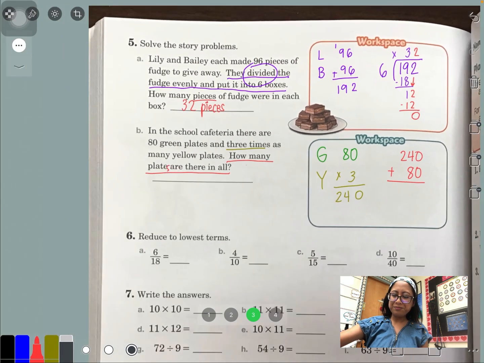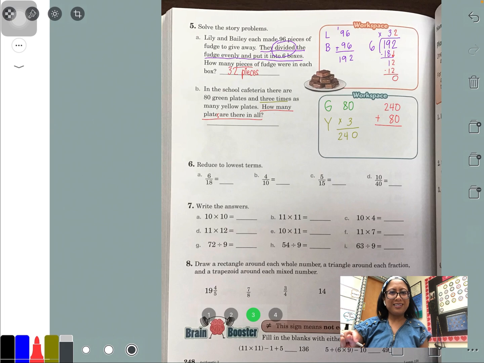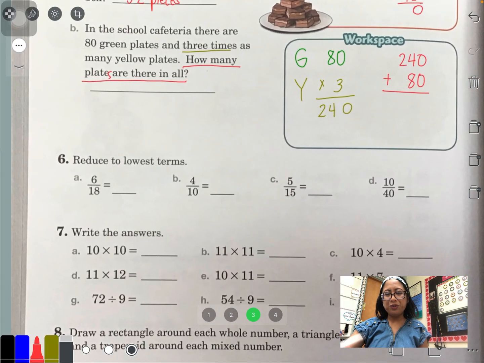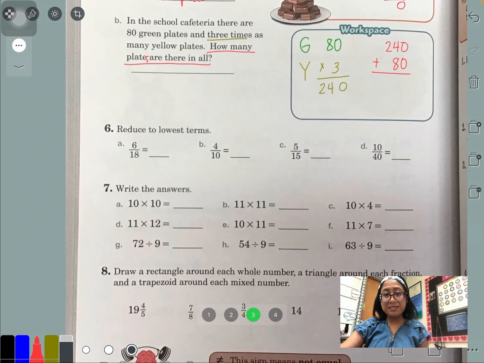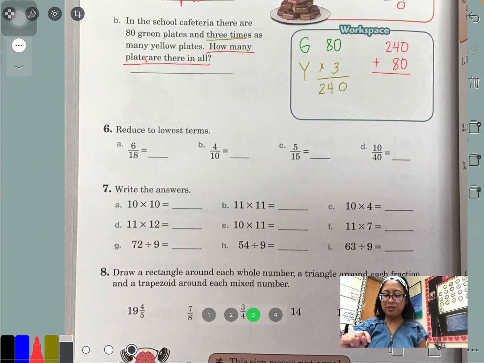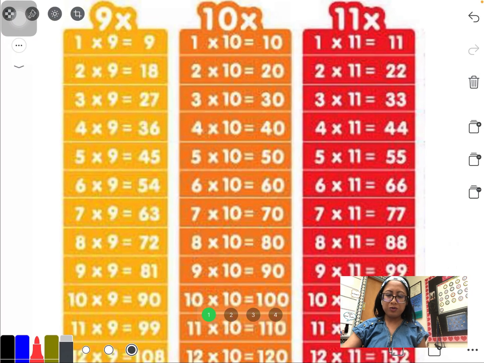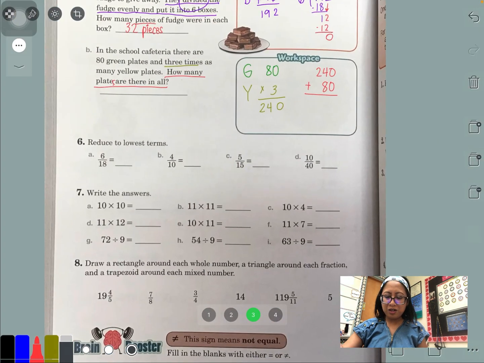Awesome. We will do number 6 again at our Zoom meeting. Reducing to lowest terms, figuring out the greatest number to use to divide, which I hope you're understanding a little bit. 7 is seat work, but you can do this. For 7, like you mostly know some of this anyway, you can use this part, okay? 7 and 8 are seat work.